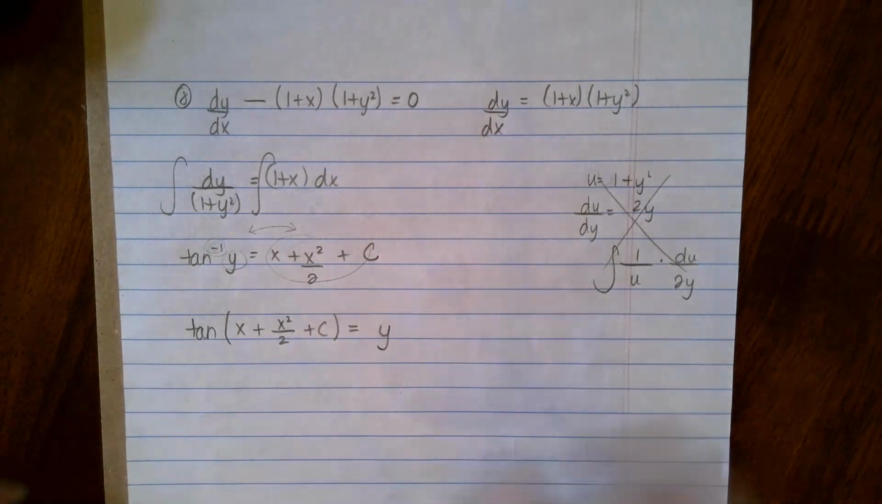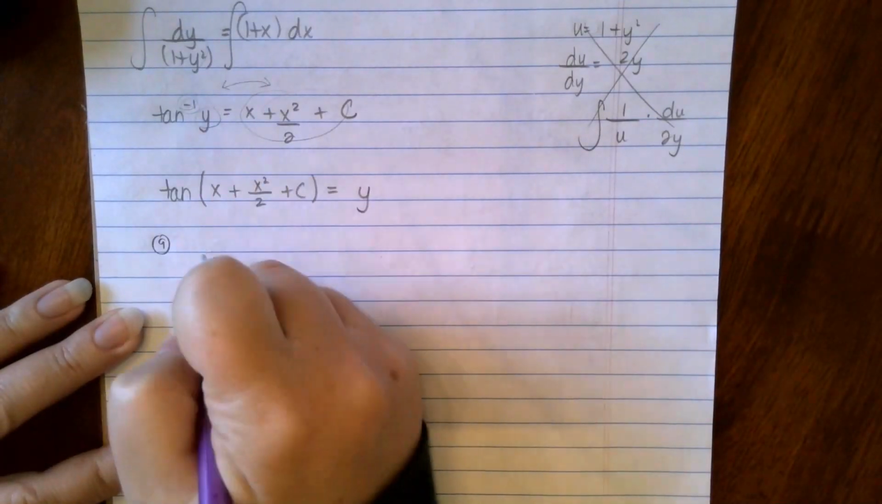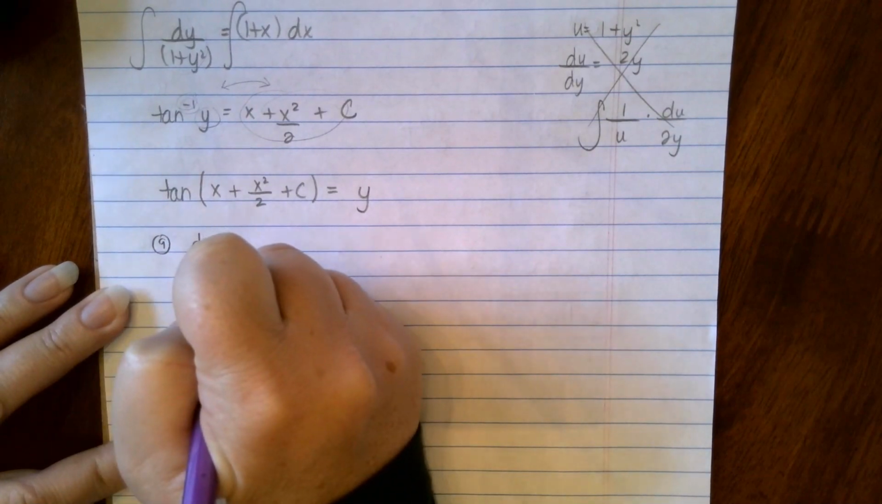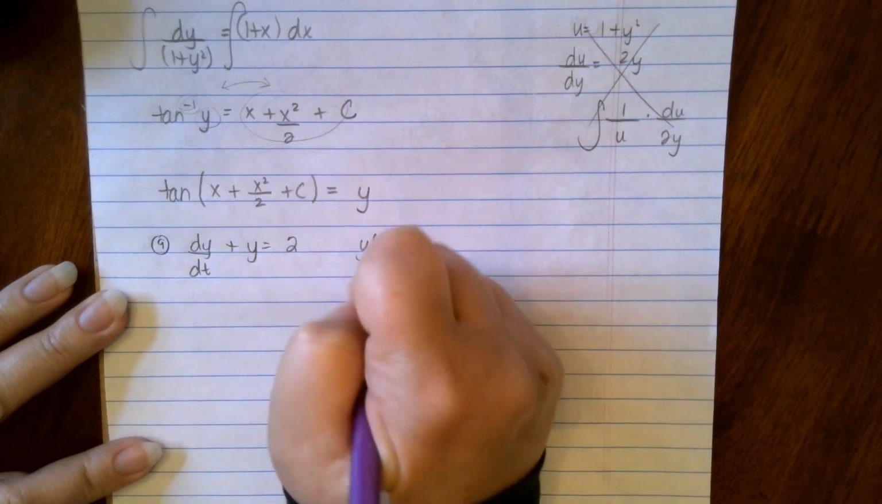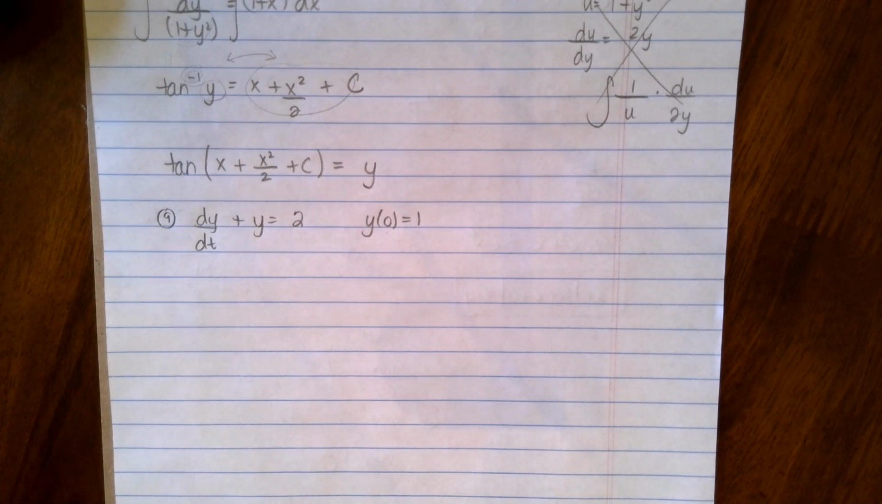All right, our last problem, number 9. Number 9, we've got dy/dt plus y is equal to 2. I'm going to give you an initial condition of y of 0 is equal to 1.